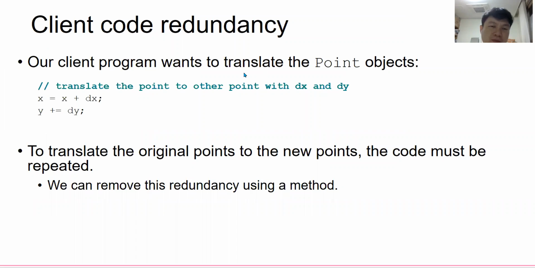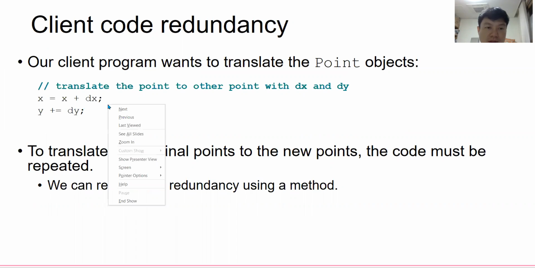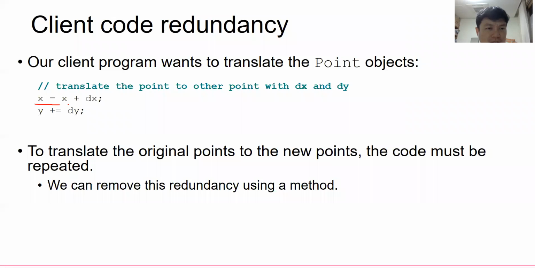Let's say our client program wants to translate the point objects. I have x equals x plus dx, and y plus equals dy. Basically the mathematical operations are the same, so to translate the original points to the new points, the code must be repeated. What does it mean?